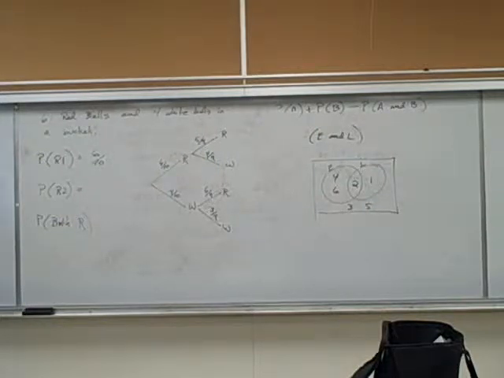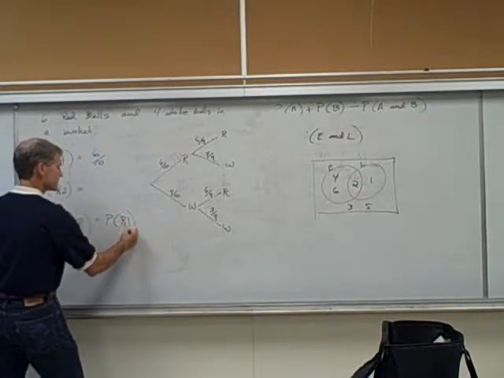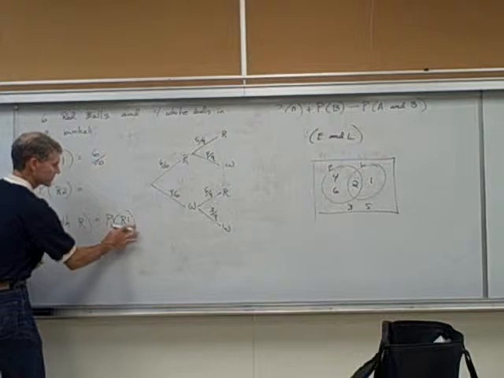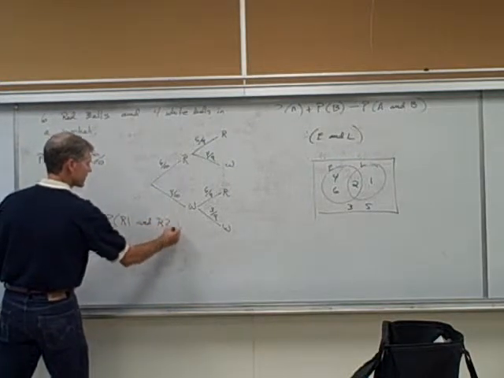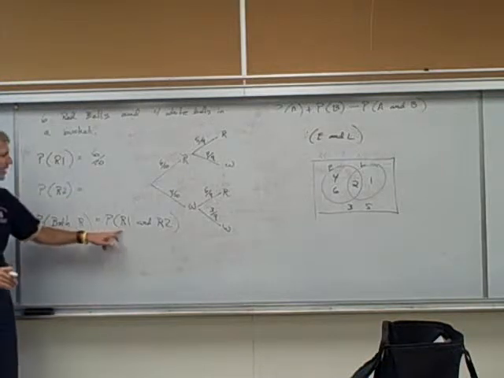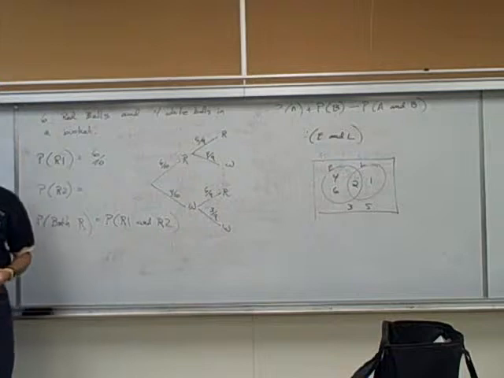Well, now let's think about this. Both is another way of saying and, right? So I can write this as probability of red on the first draw and red on the second draw. This is my own little notation. R1 means red on first draw. R2 means red on second draw. Okay?